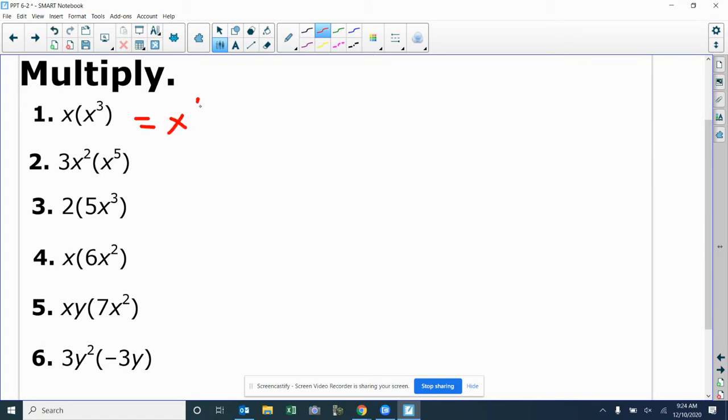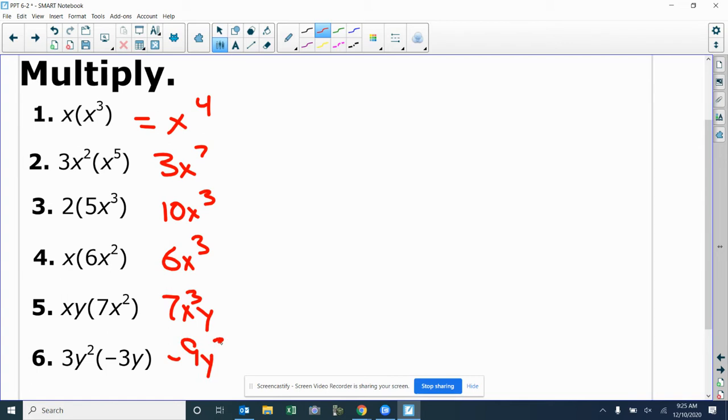So this is gonna be x to the fourth. This is gonna be 3x to the seventh. This is gonna be 10x cubed. This is gonna be 6x cubed. This is gonna be 7x to the third y, and this guy's gonna be negative 9y to the third.